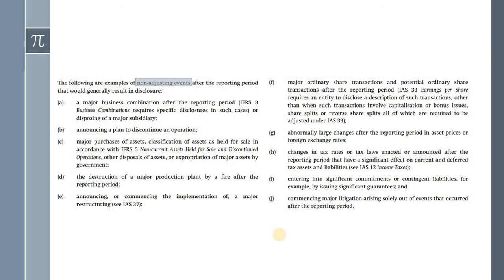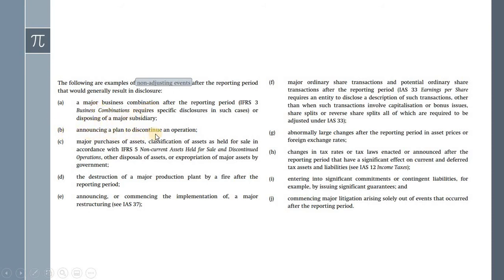PAS 10, the standard, provides a few examples of non-adjusting events after the reporting period that are considered material. If these events are material, disclosures are required for such information. Again, when we say non-adjusting events, the conditions related to these events existed after the reporting period. First is a major business combination after the reporting period or disposing of a major subsidiary. Since a business combination is a material transaction which will affect the company as a whole, although this happened after the reporting period, it should be part of the disclosure for the current reporting period.